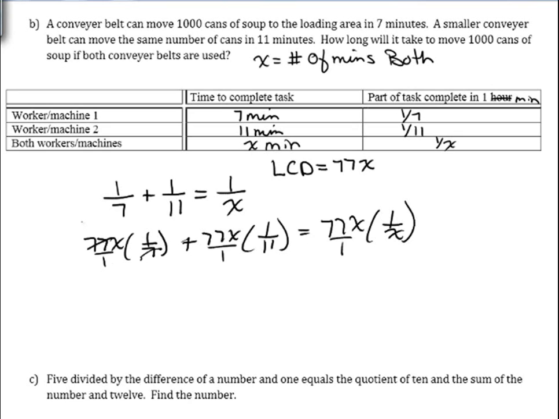7 goes into 77 11 times. That leaves us with 11x. 11 goes into 77 7 times. That leaves us with 7x. And it equals, here the x's cancel, and we get 77. 11x and 7x is 18x. So we have 18x equals 77, and then divide by 18.